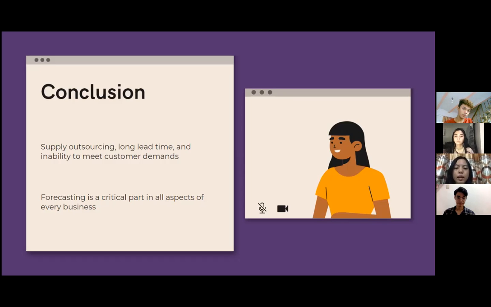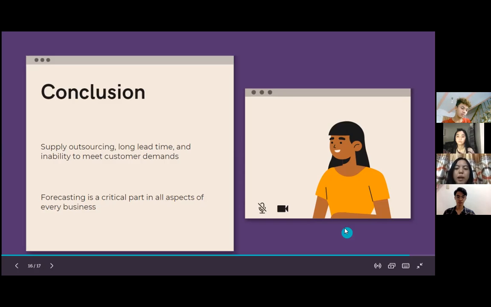Overall, forecasting is a critical part in all aspects of every business. Even if it is just an estimation, it drives many decisions in different areas. It is a function of an operations manager to drive the firm's marketing, financial, and personnel planning. The researchers can say that no forecasting method is perfect. It might be challenging but rewarding.